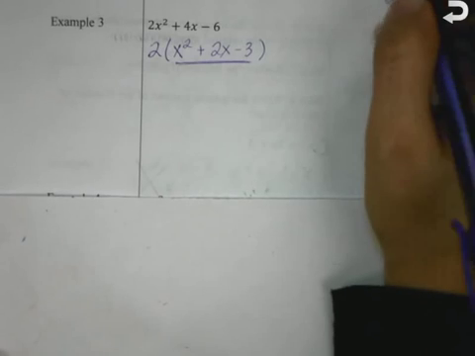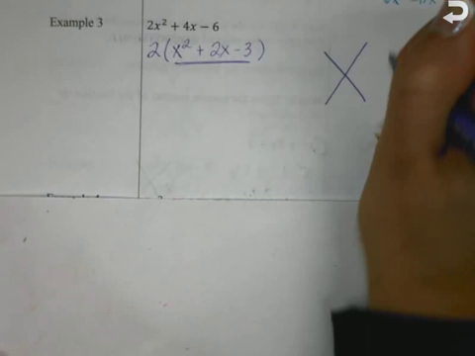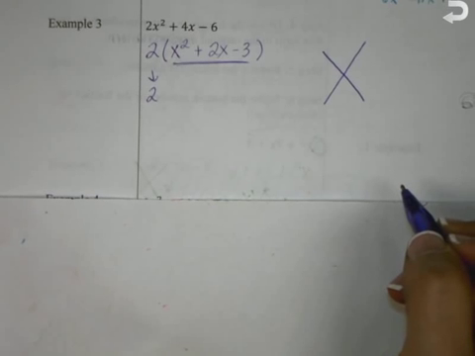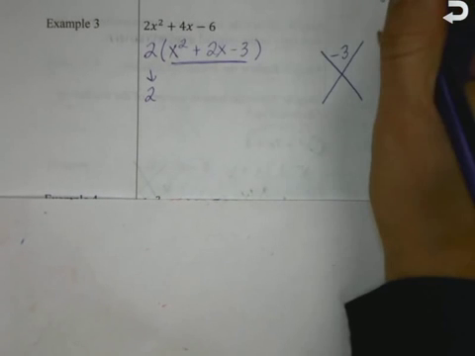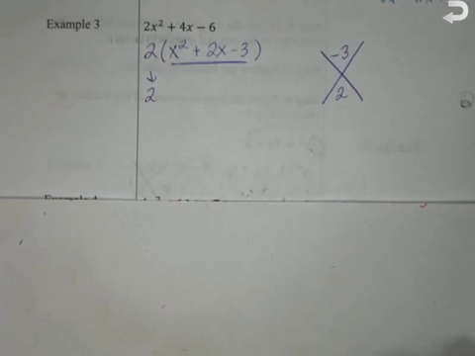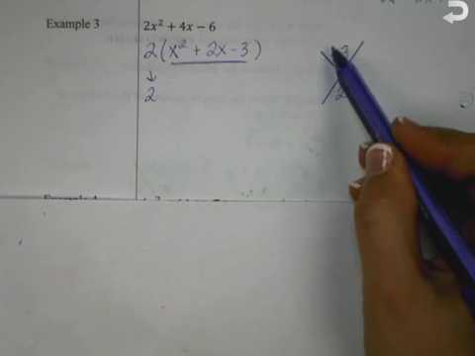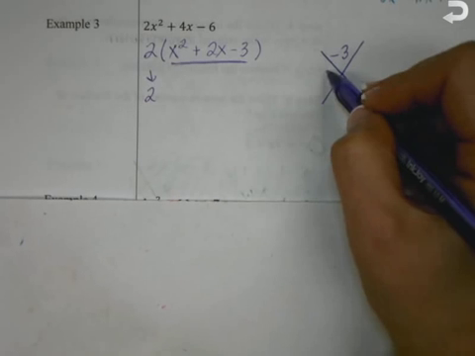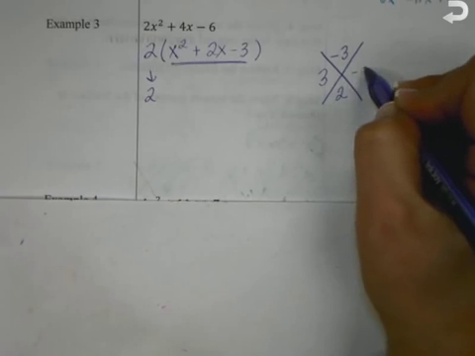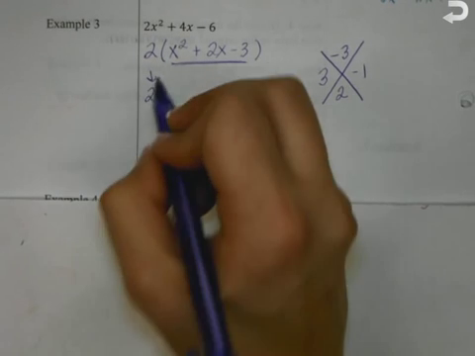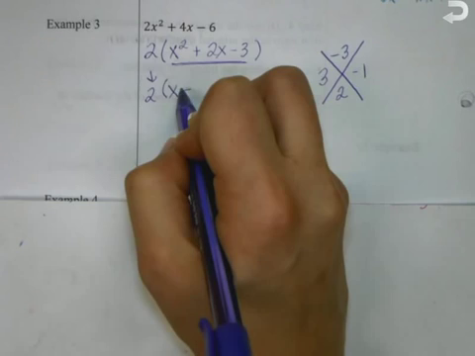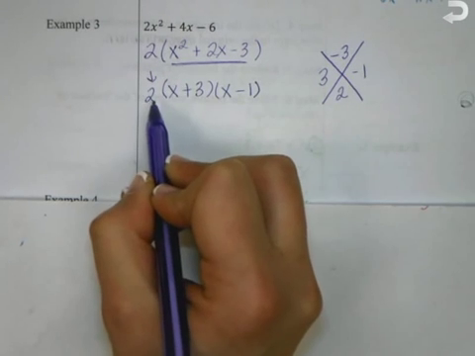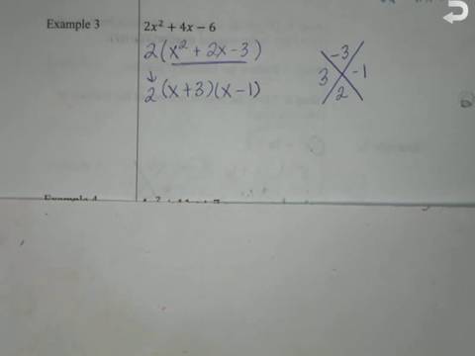So that 2 comes down. What goes on top? Negative 3. What goes on bottom? 2. Okay, what are the two numbers that multiply to negative 3 and add up to positive 2? 3 and negative 1. So this is x plus 3 times x minus 1. You must write the GCF. Are we finished? No. Check. We're done. That's it.